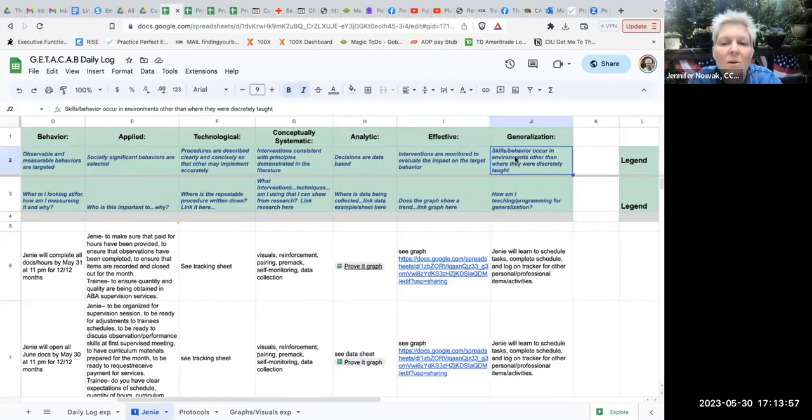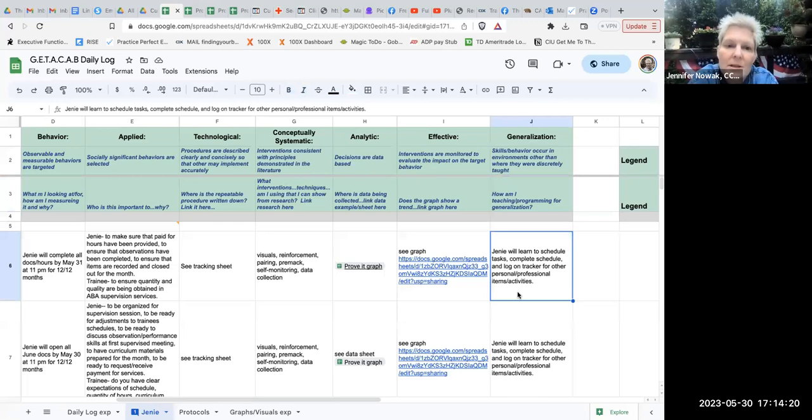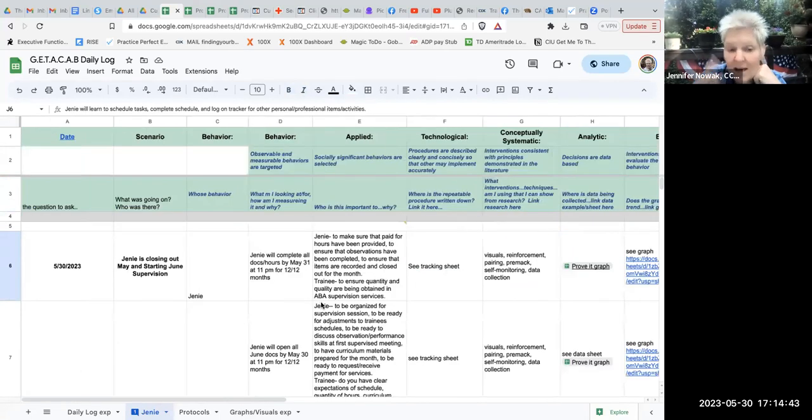And then the last dimension to take a look at is generalization. So our skills and our behaviors should be able to occur in environments other than where they were discretely taught, right? So I'm teaching myself this in regards to my supervision, my trainee supervision business. But how am I teaching and programming for generalization? So my goal is that Jenny will learn to schedule tasks, complete schedules, and log on the tracker for other personal or professional items and activities. And if you could see my office, you would see that I have trackers all over the place. So actually doing this for my business is a generalization of what I have done personally for years and years and years.